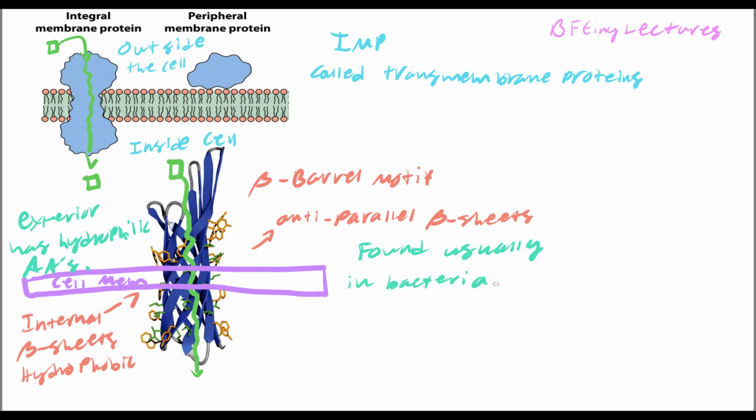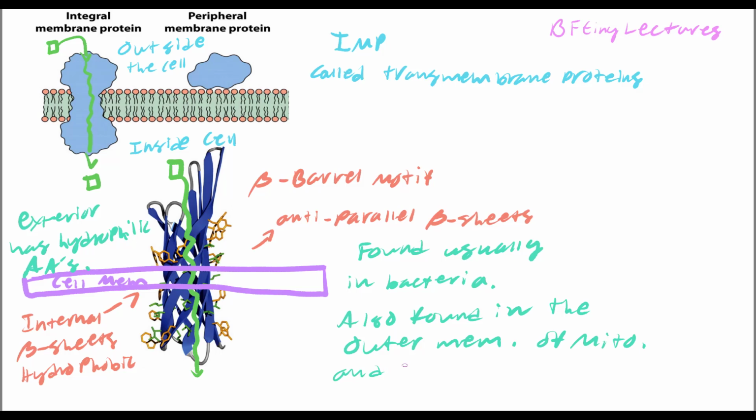Where else can you find this? You can also find it in the outer membrane of the mitochondria and chloroplasts. Why? Well, mitochondria need molecules in order to do reactions, right? They need molecules to make ATP. Chloroplasts need molecules to make energy for the plant, okay?